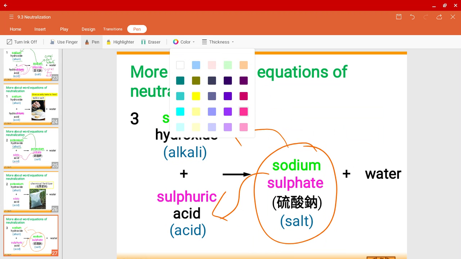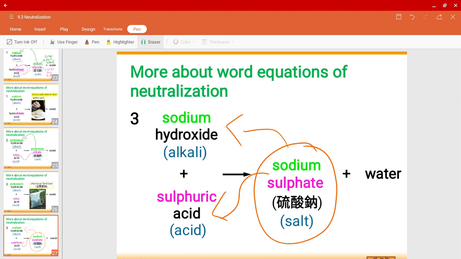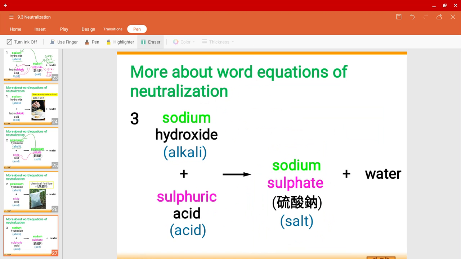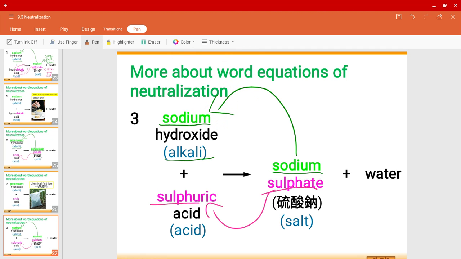Let's do the same thing. Can you figure out this one by yourself first while I rub it out? You have sodium over here. It comes from the first name of the alkali. And then you have sulfate, which comes from the first name of the acid. Okay? So hopefully this helps you out. We'll do some questions related to this in the next video.